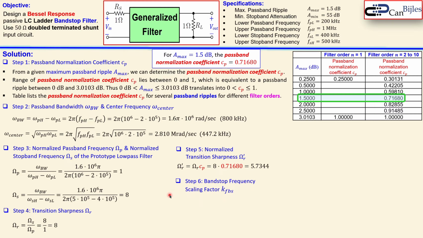Before we move on with the next step, let's also calculate the band stop frequency scaling factor, which is KFBS, given by this expression: the bandwidth times this scaling factor, the coefficient from step 1.